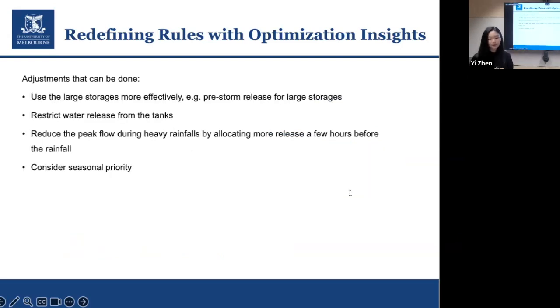So we suggest that to improve the rules, we should use the large storages more effectively to avoid high streamflow events. And we should also restrict the water releases from the tanks to improve the supply performance. And instead of doing uniform release throughout the day, we may try to further reduce the peak flow by distributing more releases a few hours before the rainfall. And just like what we did in optimization, we could also take into account the seasonal priority in the objectives when designing the rules.